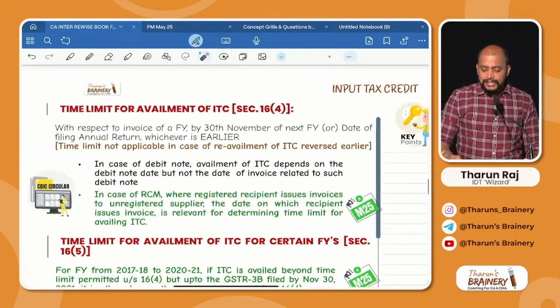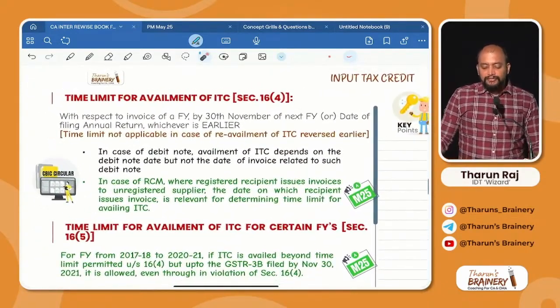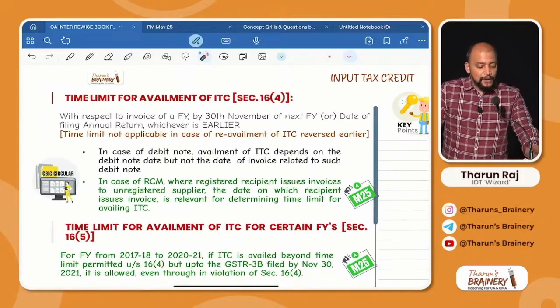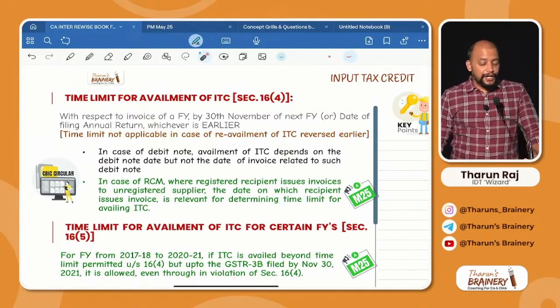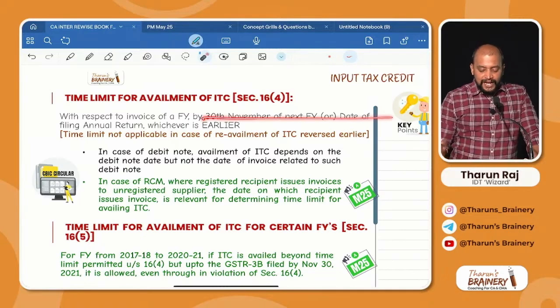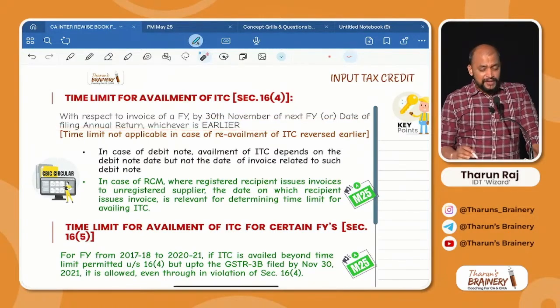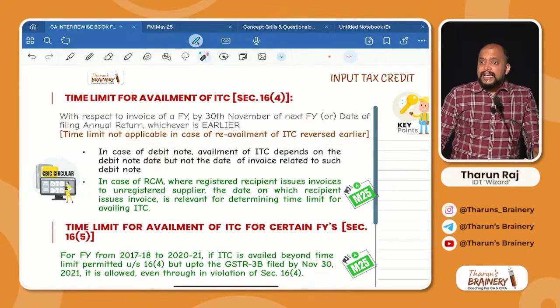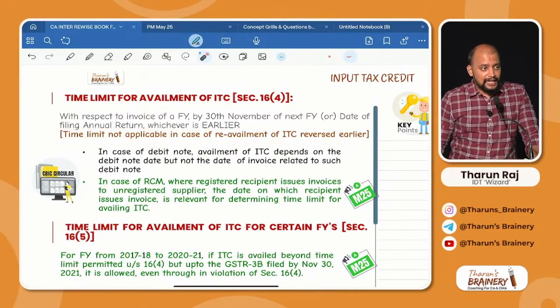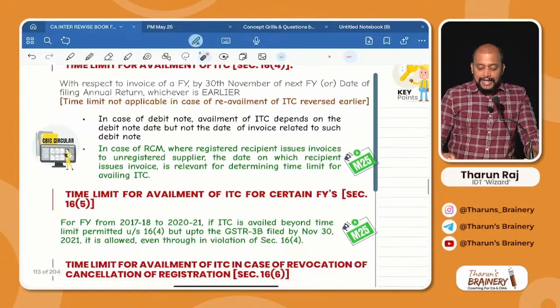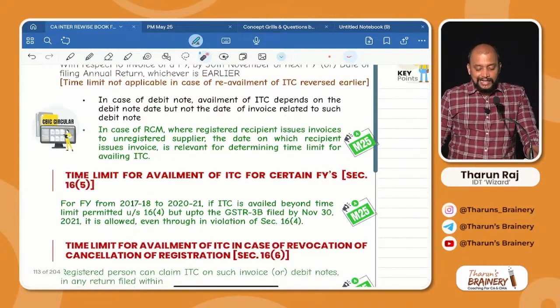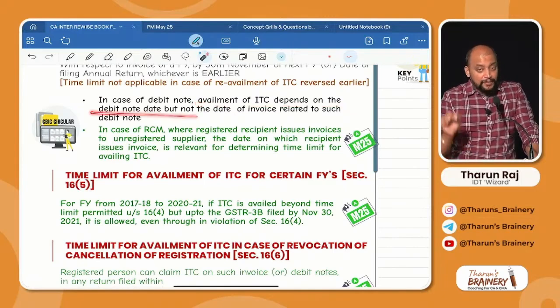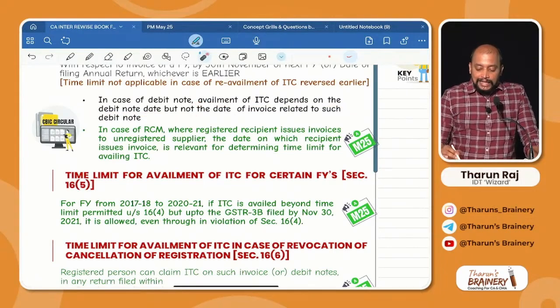Then section 16(4), time limit for availment of ITC. What is the time limit for availment of ITC? Already we know: 30th November of next financial year or date of filing annual return, whichever is earlier. Whether this time limit is applicable for re-availment of ITC reversed earlier? No. And there are 2 points. In case of debit note, the availment of ITC depends on the debit note date, but not the date of invoice related to such debit note.